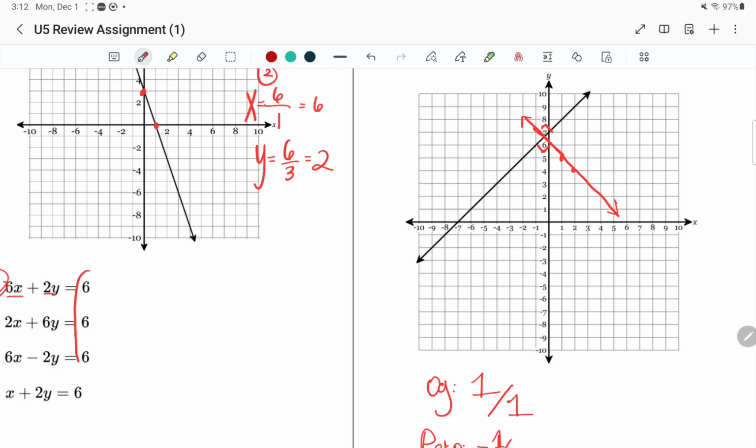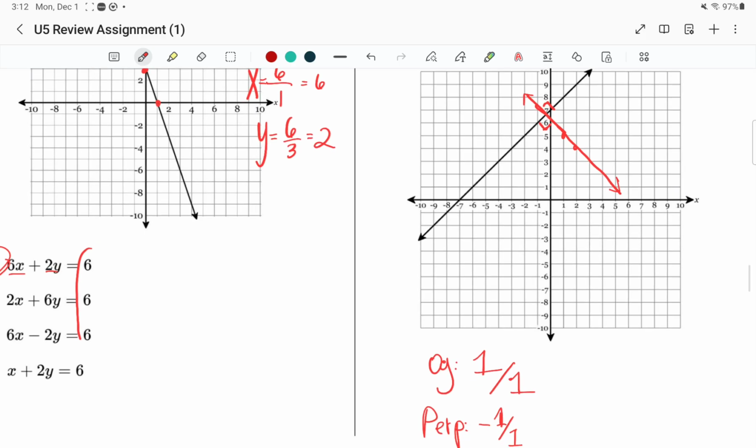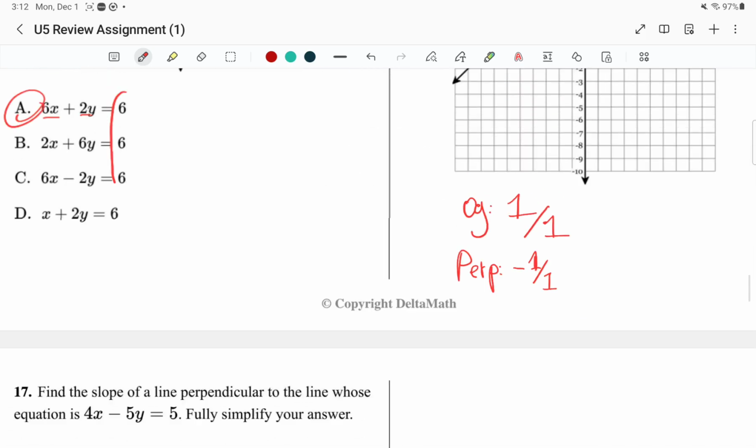Do I expect absolute perfection on the test? No, but I should be able to tell that you have the right slope, okay? So maybe your line isn't perfectly straight, but I need to be able to see that you know what you're talking about, okay? That's question 15, 16.